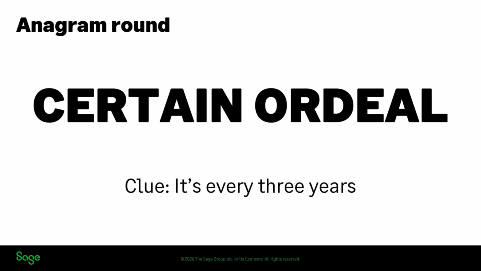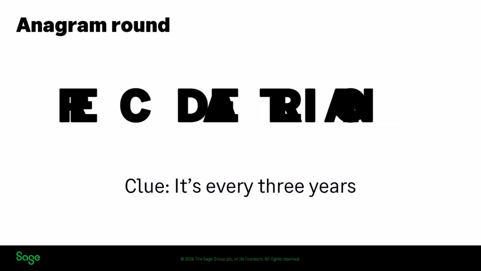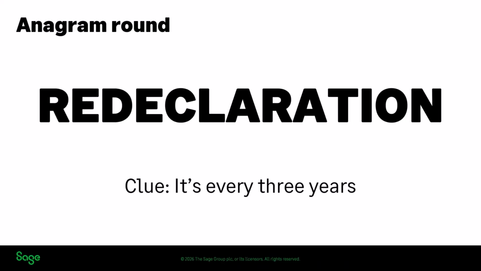Let's just finish up with our final anagram round. The anagram was certain or deal, and it's every 3 years. And that one, of course, is re-declaration. So let's see who got the correct answer the fastest. And the winner for that round is Rebecca, getting re-declaration. Caught a few of you out with re-enrollment there. Re-declaration was the answer. So very well done to everyone who joined in the quiz there.